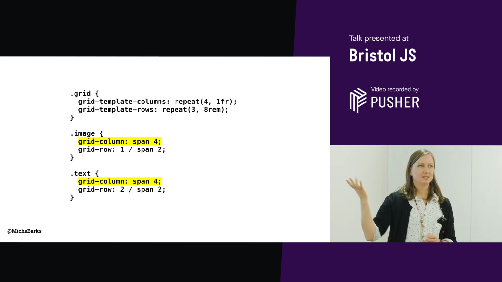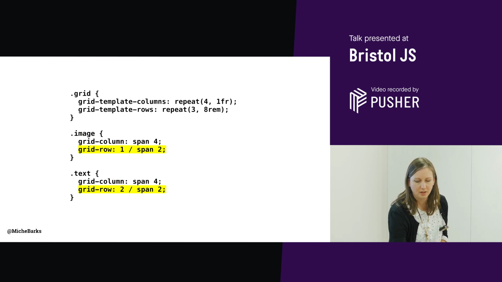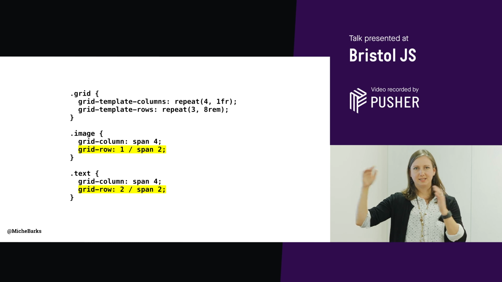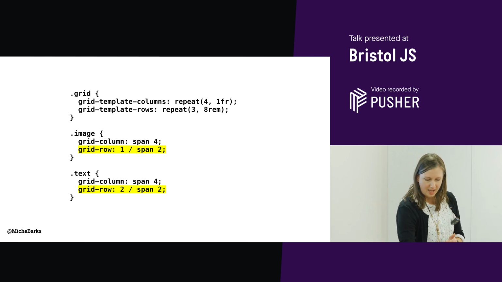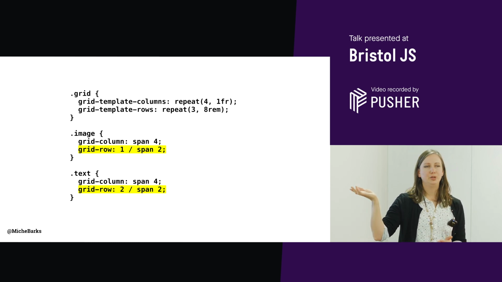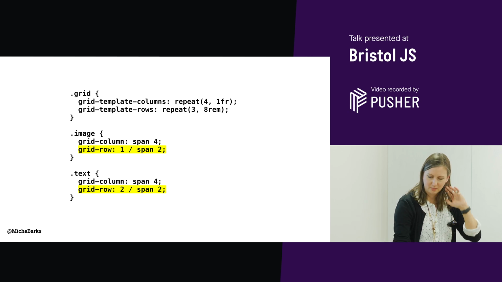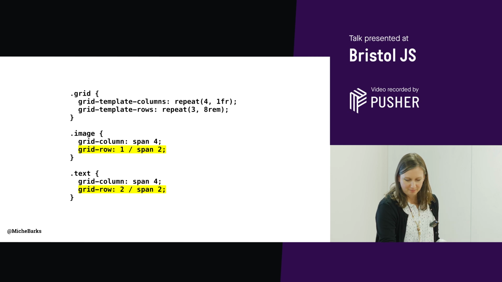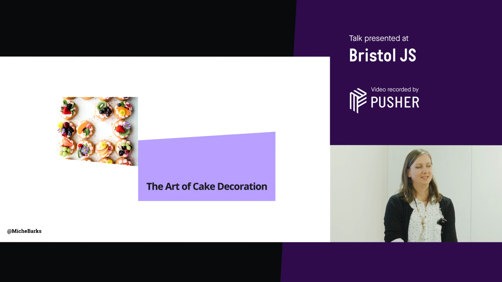So each item spans 4 columns. The image starts at grid line 1 on the row axis and spans 2 rows. And the text block starts at grid line 2 and also spans 2 rows. So that seems like it should do what we want it to. But how come what happens is this?